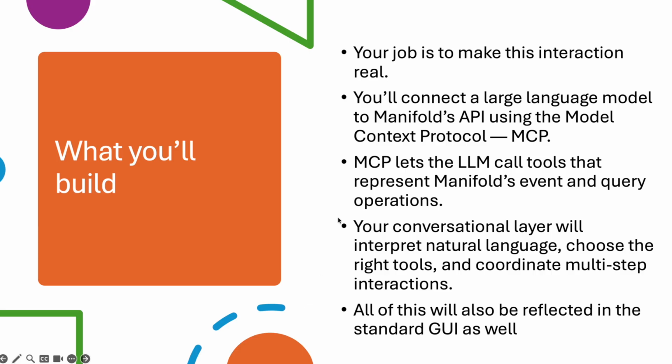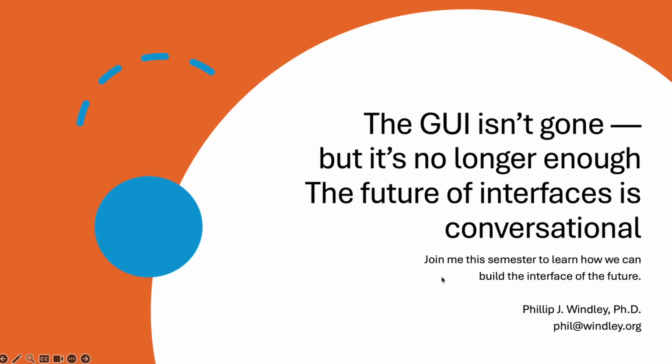Your job this semester is to make this interaction real. You'll connect a large language model to Manifold's API using MCP, the Model Context Protocol. MCP lets the LLM call tools that represent Manifold's event and query operations. Your conversational layer will interpret natural language, choose the right tools, and coordinate multi-step interactions. All of this will also be reflected in the standard GUI.